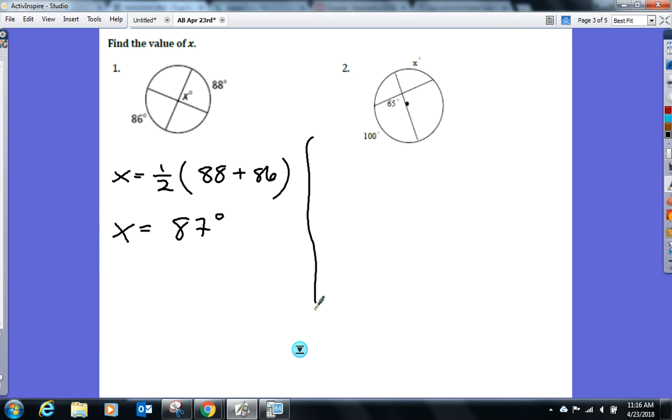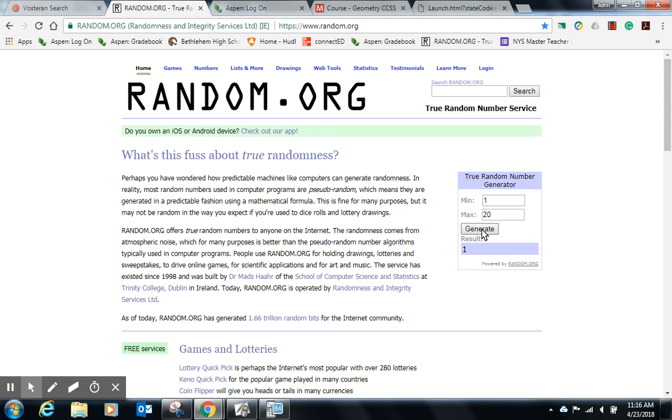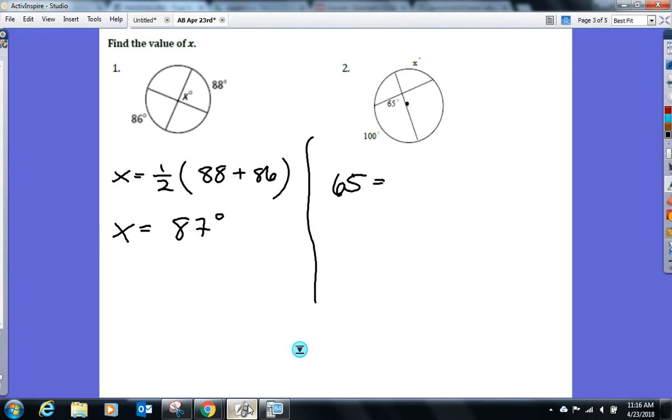Is the vertex on the center? Is it on the circle? Nope. So it's a floater. So how did I find it? 65 is equal to... What did I do to find that 65? 1/2 of 100 plus x. Now I know most of you, just by mathematical ability, would try to just distribute the 1/2.